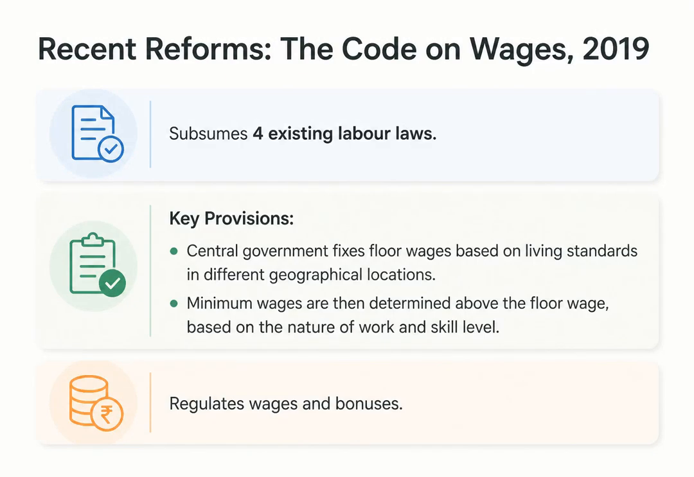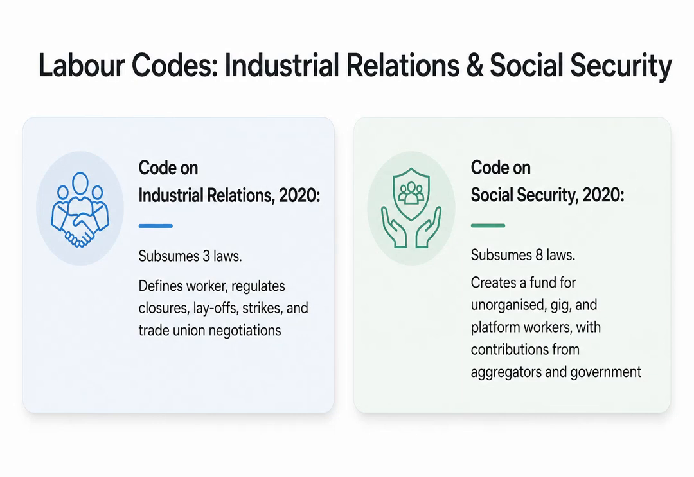Following the recommendations of the Second National Commission on Labor, the government consolidated numerous complex laws into 4 streamlined labor codes. The first is the Code on Wages, 2019, which subsumed 4 previous laws. It introduces a crucial concept. The central government sets a floor wage based on regional living standards. State governments must then set their minimum wages above this floor, factoring in the specific skill level and nature of the work.